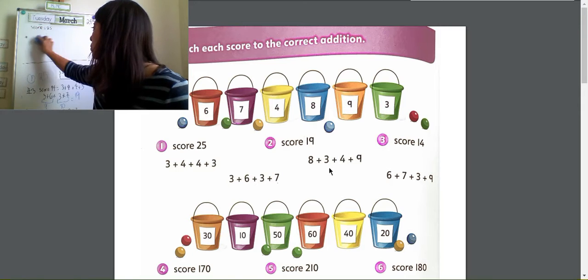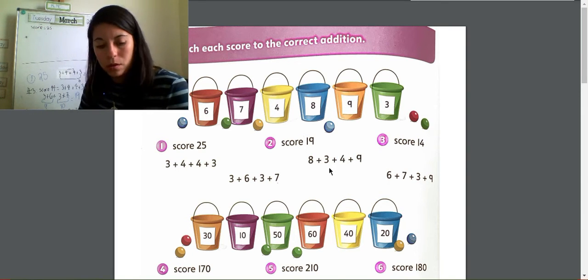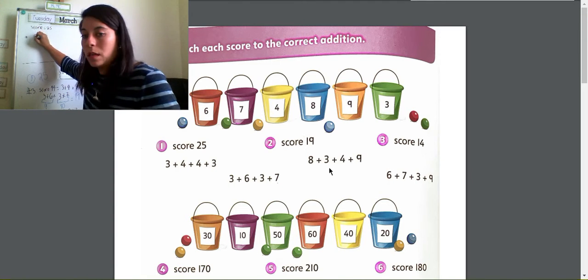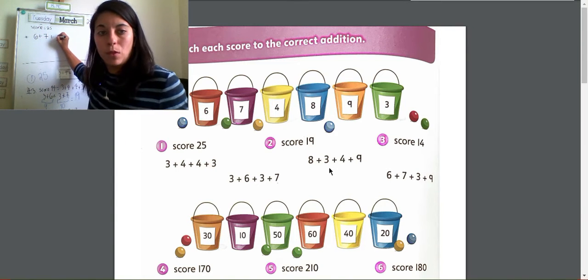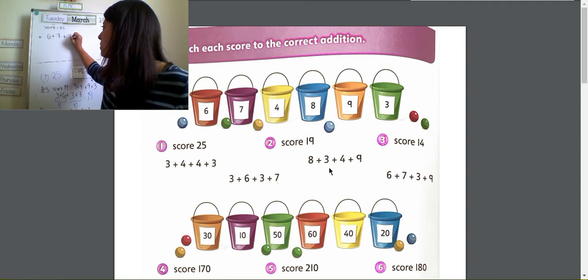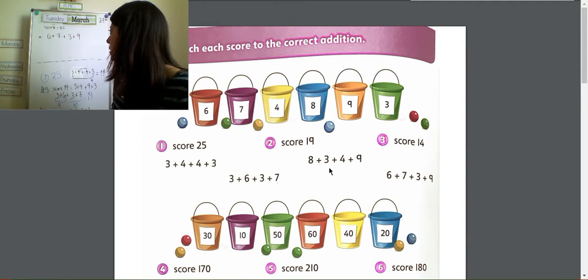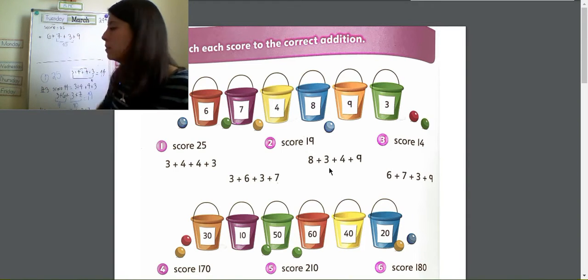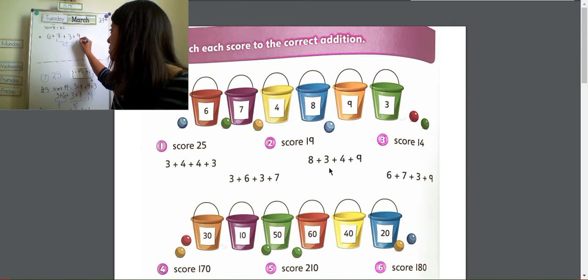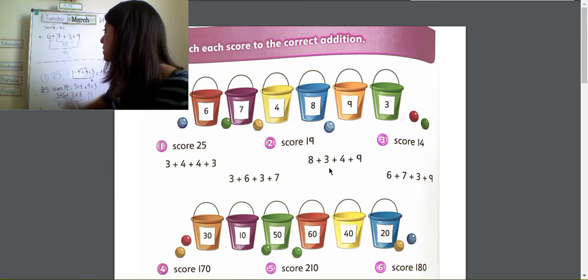Let's see if that's true. Let's see if the last addition will give me the answer to this problem. Okay, so 6 plus 7 plus 3 plus 9. Okay, let's do this. I know that 7 plus 3 is 10, don't I? I also know that 9 plus 6 equals 15.